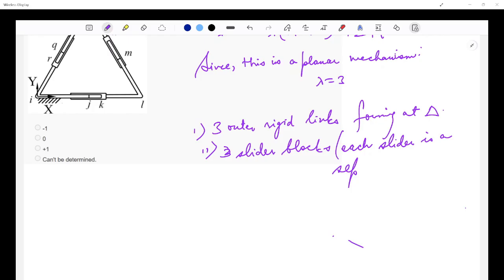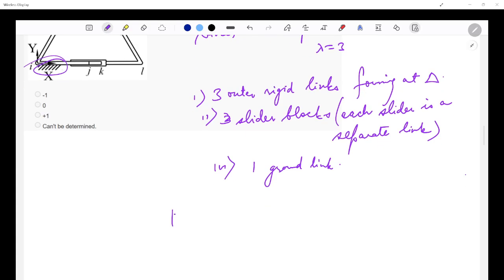Good to go. So each slider acts as a separate link. Okay. And then we have one ground link. Here it is grounded, you can see. Okay. So in total we have n equal to 7 because we have 7 links.